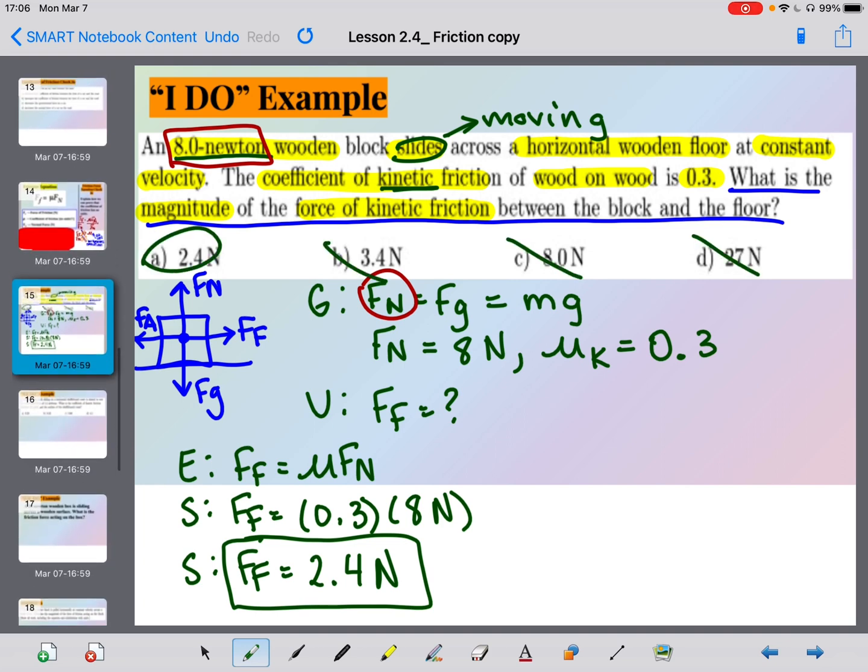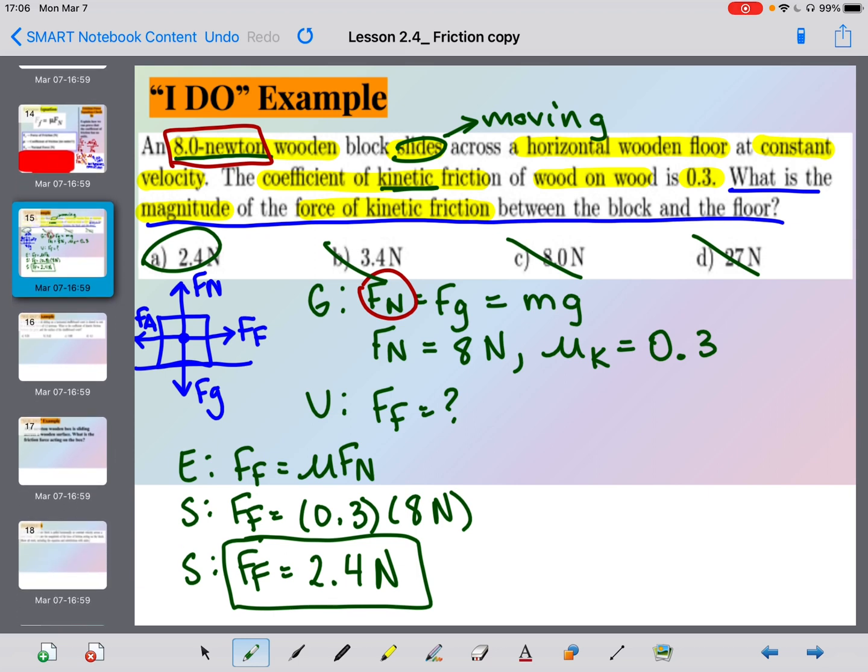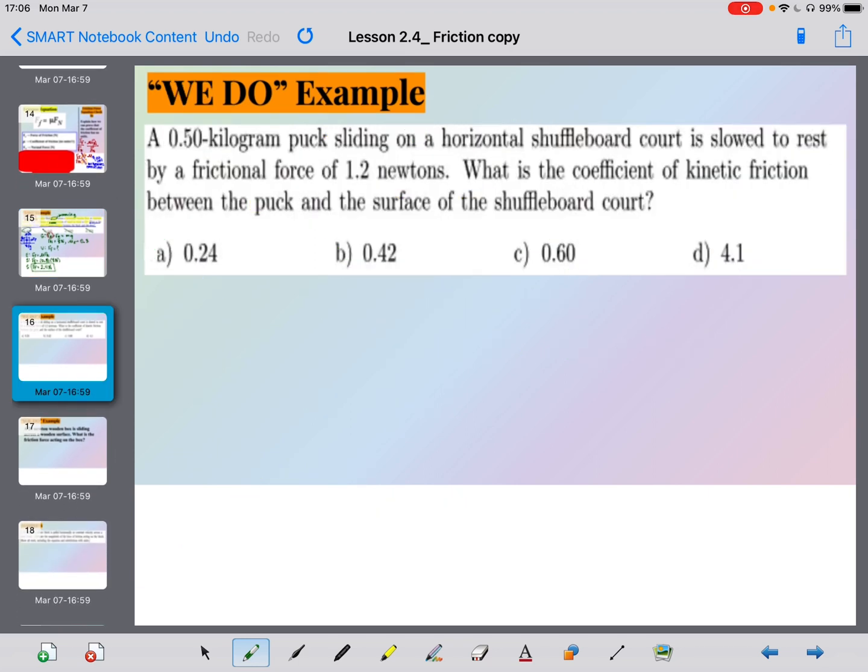Okay, so now this next problem is a little different from the I do example, simply because now we're given a mass, whereas before we were given a normal force. So in the do now of this lesson that we saw on Thursday, there was a mass given, but at the time it wasn't important for us. However, now when we see a mass, most often mass is now going to be important. So again, let's read and annotate.